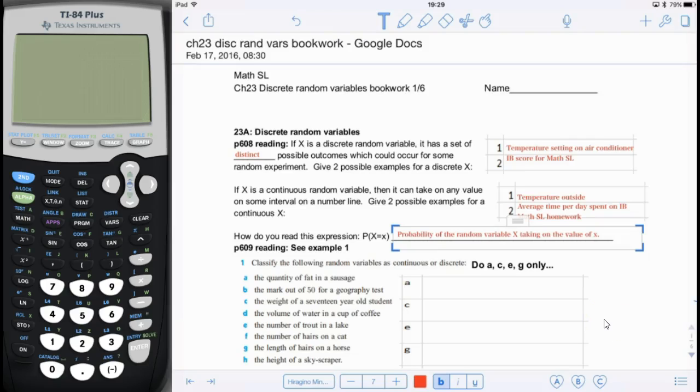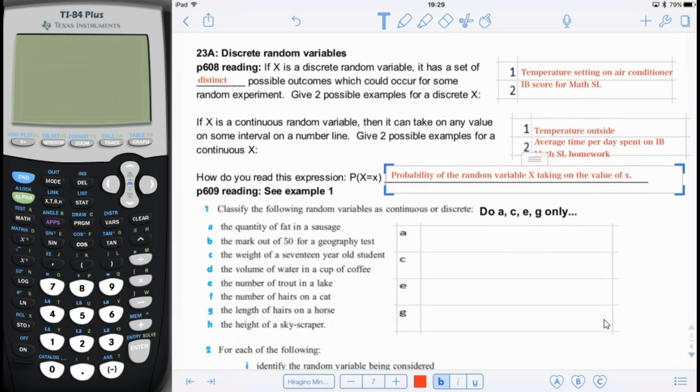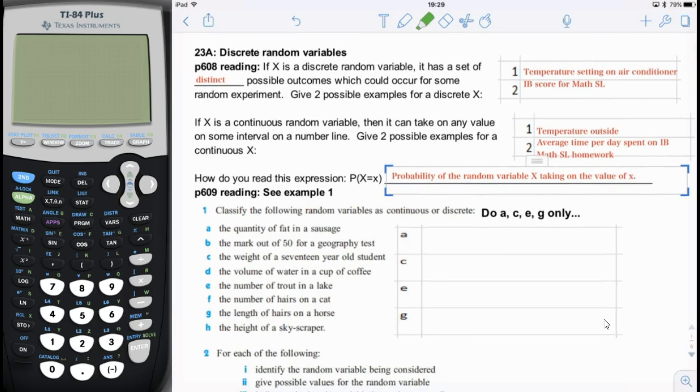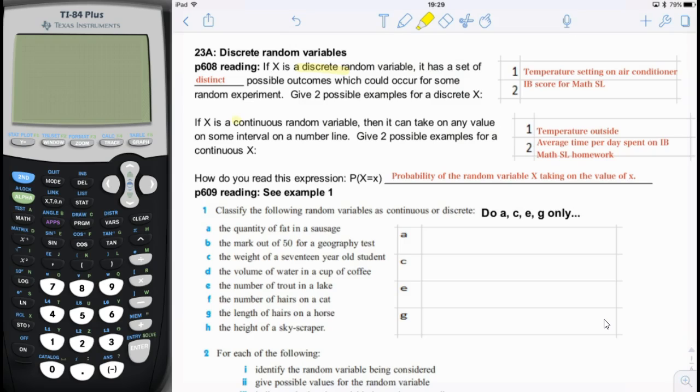Chapter 23, Discrete Random Variables, page 1. Part A, we're just going to talk about what is a discrete random variable. First of all, we talk about the discrete random variable, and then we compare that to the continuous random variable.